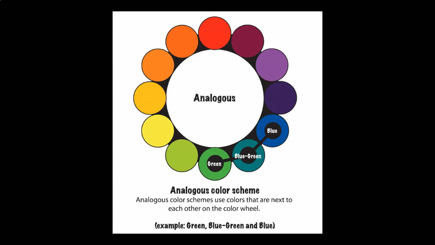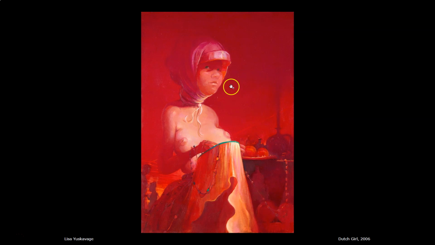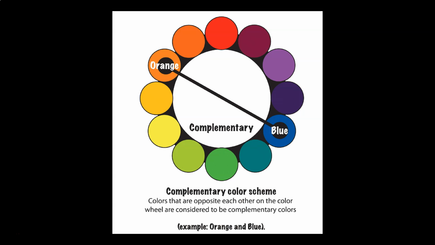So here you see Lisa Yuskevich is pretty much over in this section of the color wheel, maybe dipping into the yellow oranges a little bit more, and then adding white into it to get the pinks, and then a little bit going in and adding some cooler colors in there. But that's pretty much an analogous color scheme. A complementary, we already talked about.